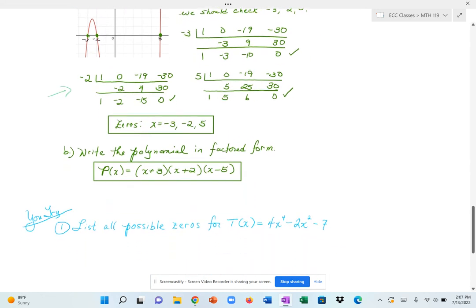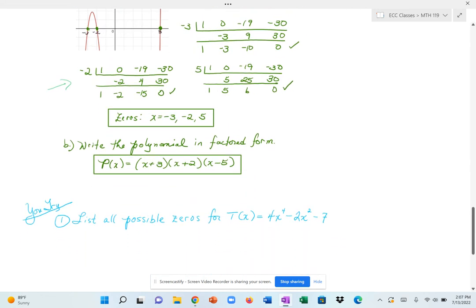Okay, so here's one for you to try. List all possible zeros for t of x equal to 4x to the fourth minus 2x to the second minus 7. So again, you're going to want to find all the factors for 7, all the factors for 4, and then write that as a ratio in terms of what the possible rational zeros will be for t of x. So you can give that a try. Good luck.